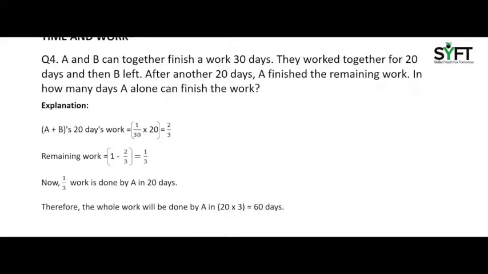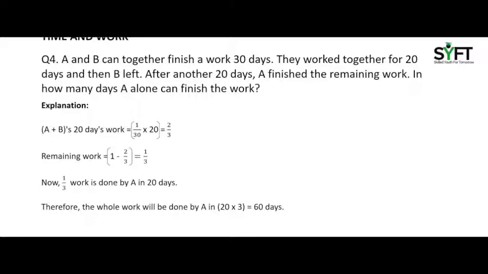Next question. A and B can together finish a work in 30 days. They work together for 20 days and then B left. After another 20 days, A finished the remaining work. In how many days can A alone finish the work? You see, we have to understand the question first. A and B can together finish a work in 30 days. So A plus B can do it in 30 days.